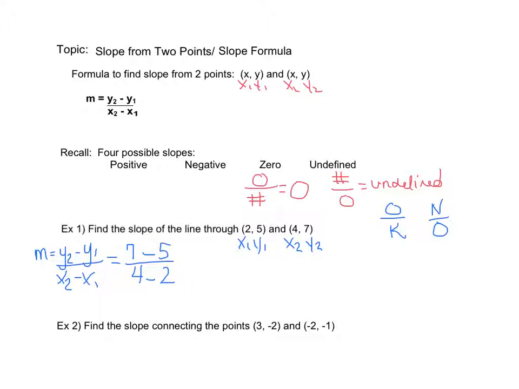Now I can go ahead and simplify the top. 7 minus 5 is 2. 4 minus 2 is 2. And I get 2 over 2. As always with fractions, I reduce and I get a slope of 1.